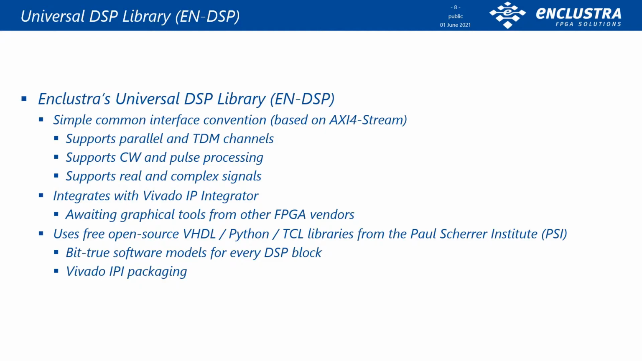Another strength of ENDSP is that it makes extensive use of free open source code libraries from PSI, which helps us to keep the costs as low as possible. For example, these libraries provide a lot of the underlying code we need for creating bit-true fixed-point software models and for packaging the Vivado IPI blocks.